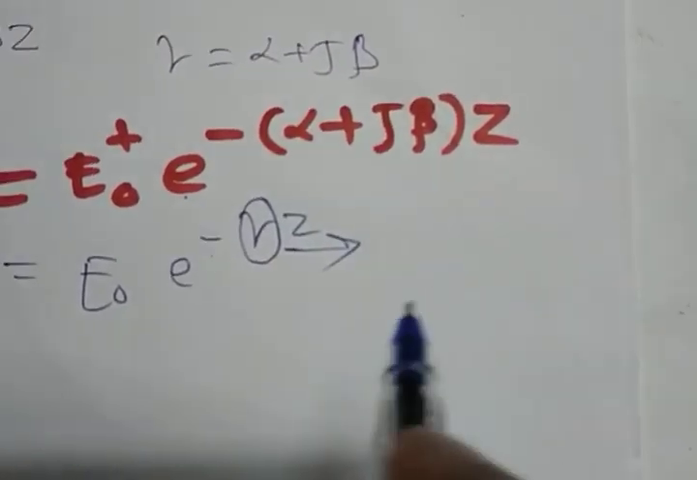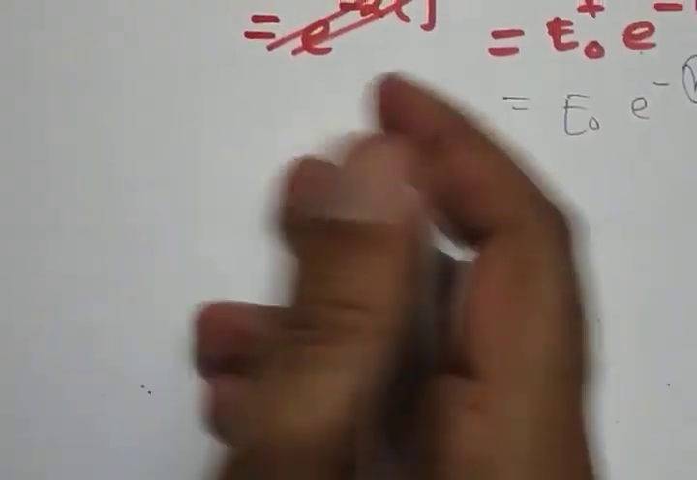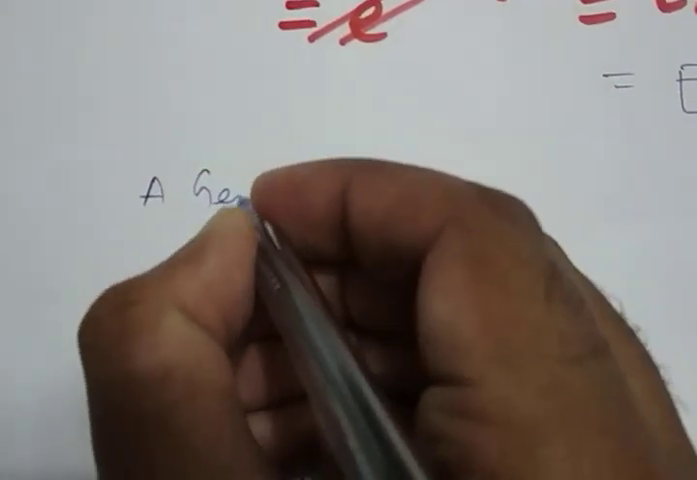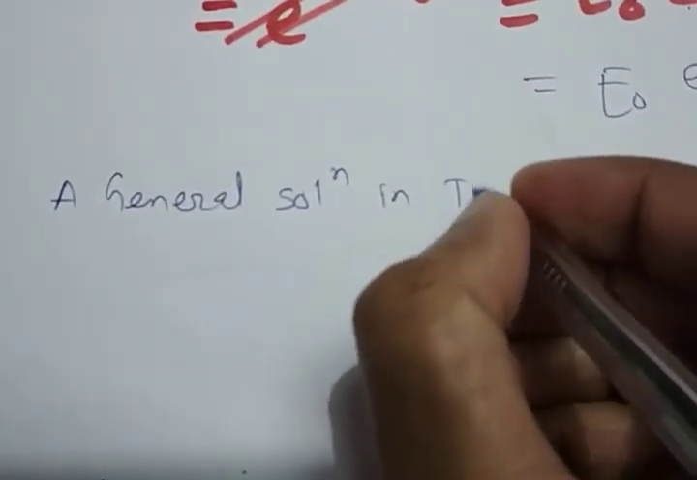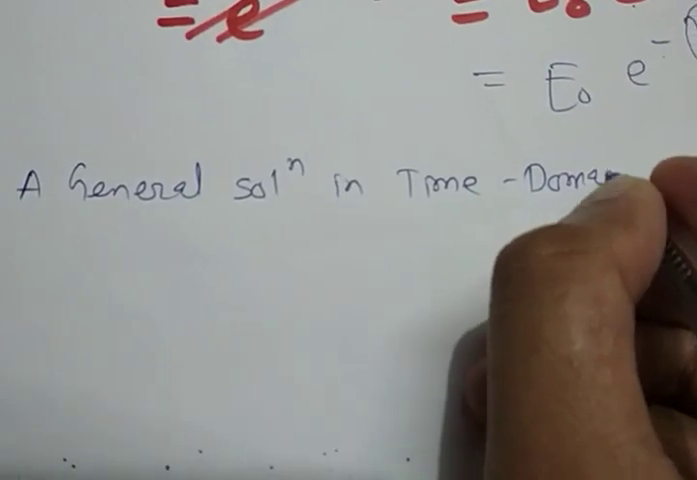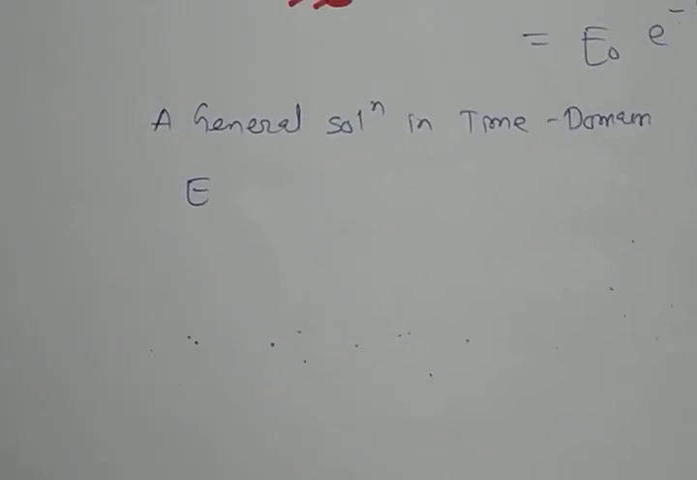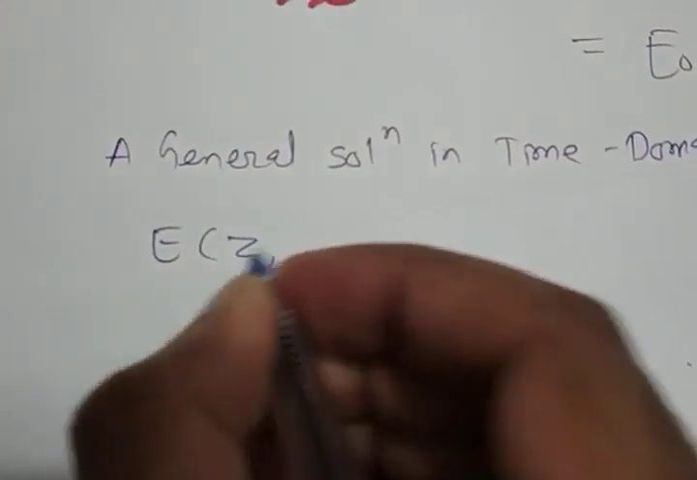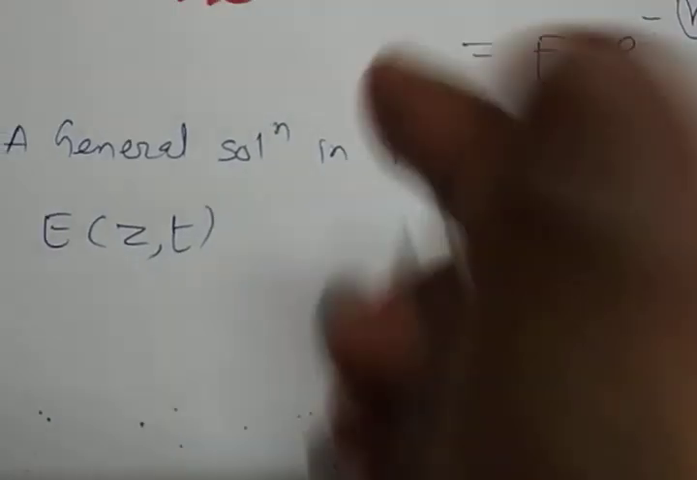Now we can further have the general solution in time domain. So how to write this same expression in time domain, that we will see. Say a general solution of this wave in time domain. So again we may consider back the forward and backward wave. So here we have to consider the space and time component also. So the wave is moving in z direction, and here we are considering the time.